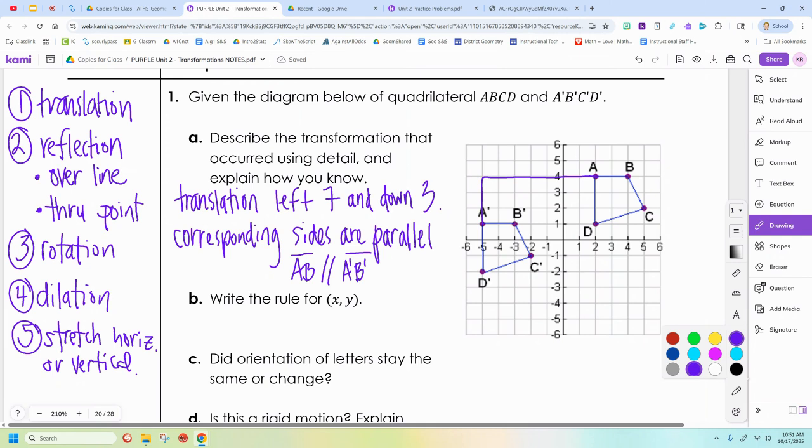Okay, so give you a second to think time or what you need. How many of you feel confident that you could write the rule starting with X comma Y? Okay, so X comma Y, and then you do an arrow.